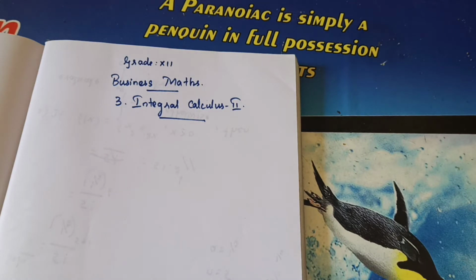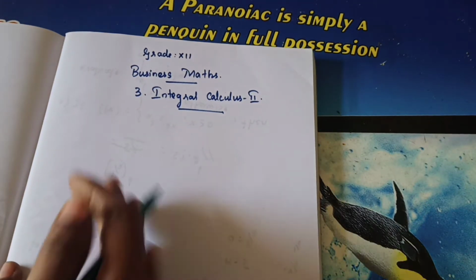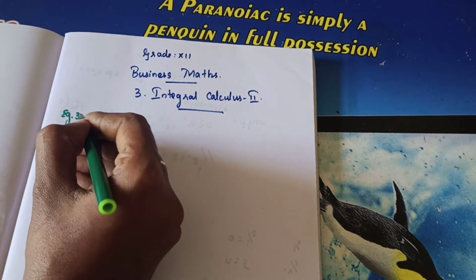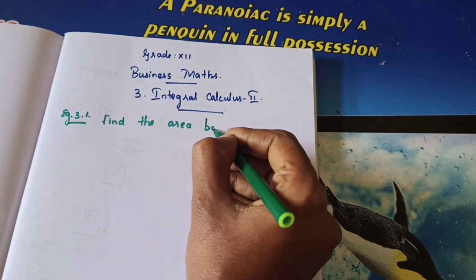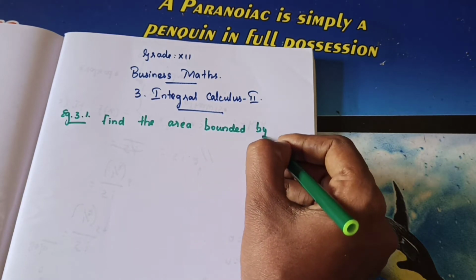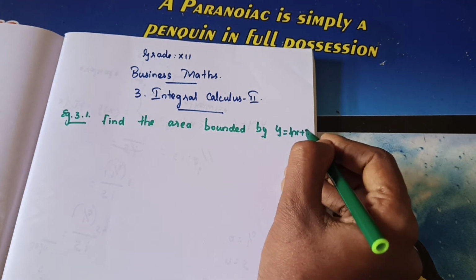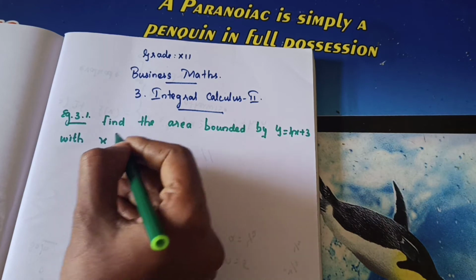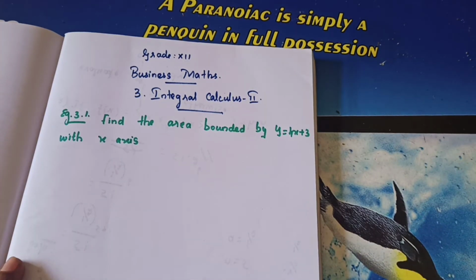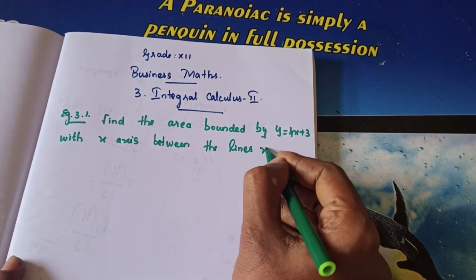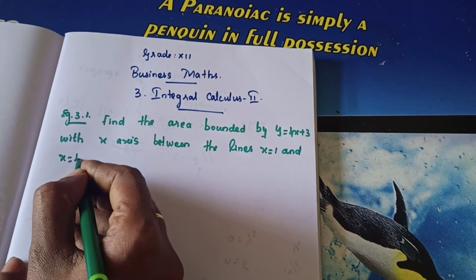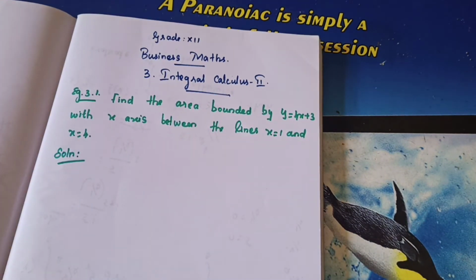Example 3.1. The question is: find the area bounded by y is equal to 4x plus 3 with the x-axis between the lines x equal to 1 and x equal to 4. Solution. Okay. So find the area bounded by y is equal to 4x plus 3 with the x-axis.